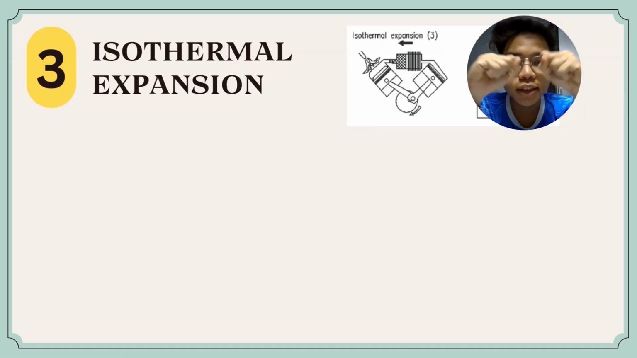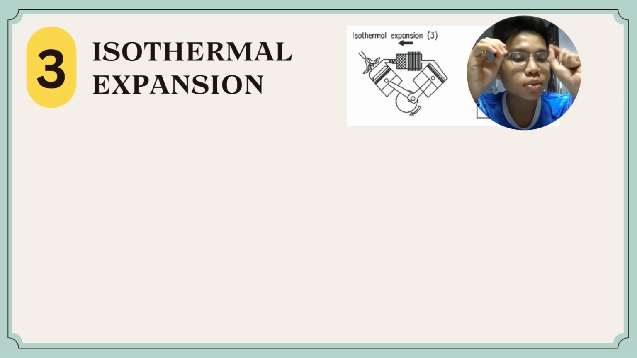The third phase is the isothermal expansion. The gas expands at a constant temperature because it is in contact with the heater. As the piston moves out, the gas volume increases while the pressure decreases. To keep the temperature constant, heat is added continuously. In this phase, the gas does positive work by pushing the piston out.